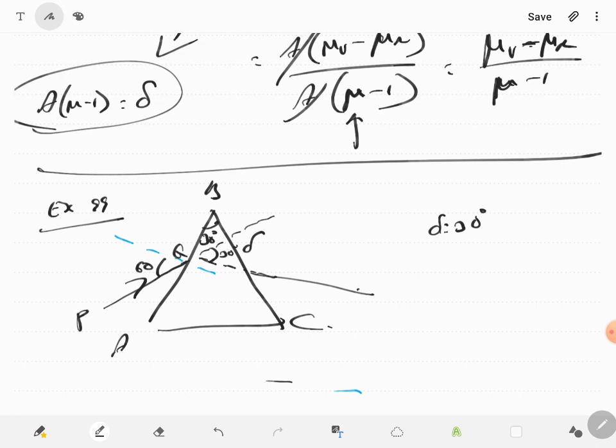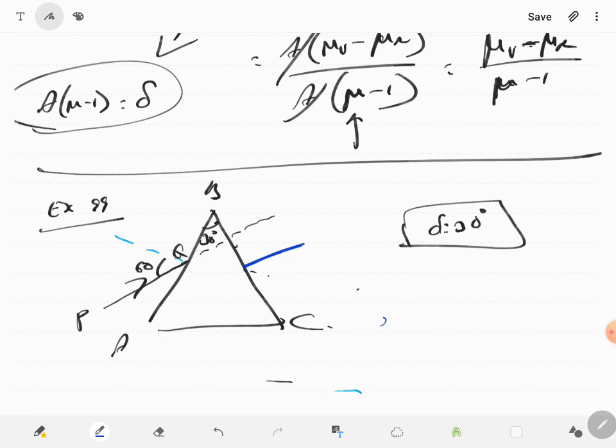The angle between the direction of the incident ray and the emergent ray is nothing but delta. So delta has been given to be 30 degree. Show that the emergent ray is perpendicular to the face BC. All that we know is the angle between the incident ray and the emergent ray, which is the deviation, is 30 degree. We have to show that the emergent ray is actually normal to the BC.